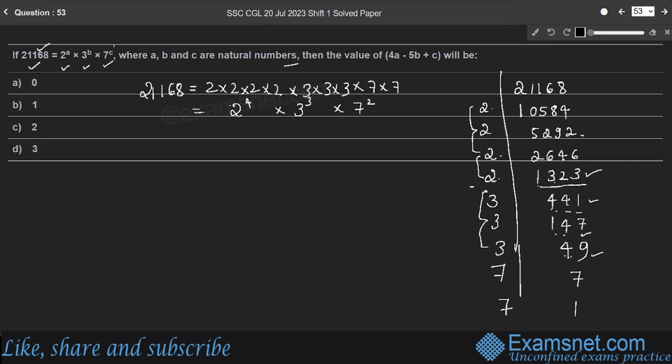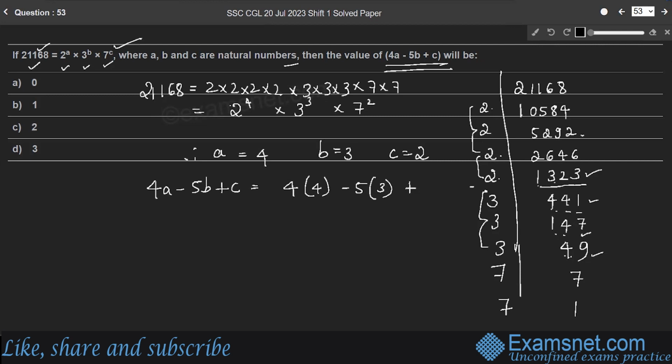Therefore, from the question, A is equal to 4. 3 raised to B is 3 raised to 3, therefore B is 3. C is equal to 2. Therefore, we need to find the value of 4A minus 5B plus C, which is 4 into A, which is 4, minus 5 into B, which is 3, plus C, which is 2. So 4 into 4 is 16, 5 into 3 is 15, plus 2. So 1 plus 2 is 3. Therefore, option D is the right answer.